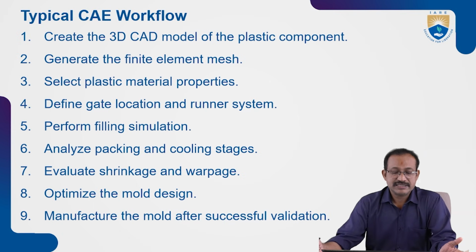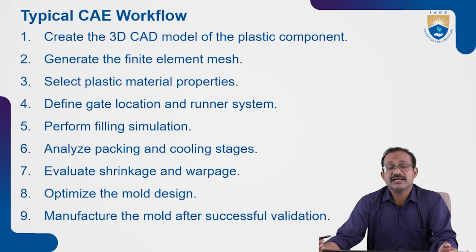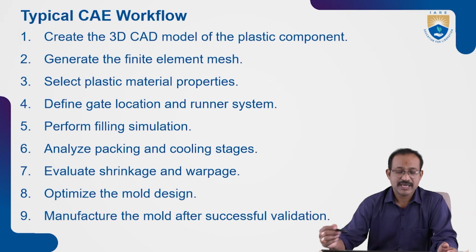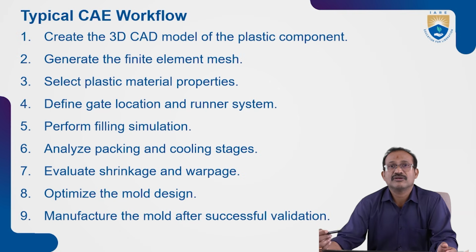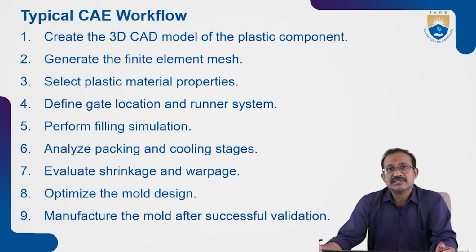Next one, select plastic material properties. Here the material is plastic, so we have to select the plastic material properties. Next one, define gate location and runner system. Since it is the molding process, we have to define exactly the gating system and the runner system. Next, perform filling simulation. We have to perform the simulation of molding material flowing into the cavity of the mold. Analyze packing and cooling stages. We have to analyze both packing and cooling stages, that is nothing but solidification.